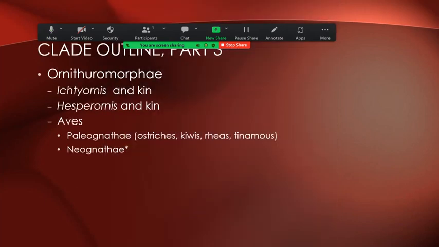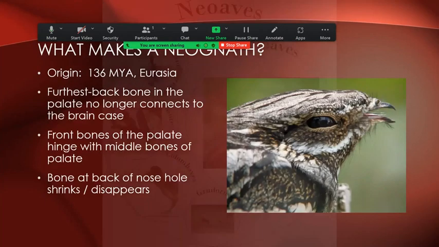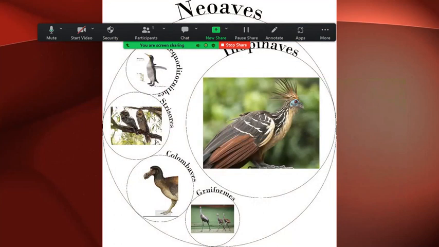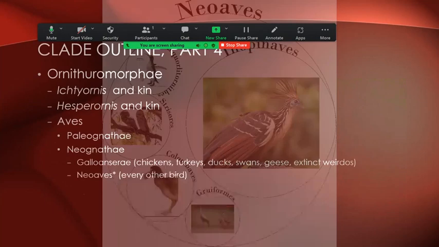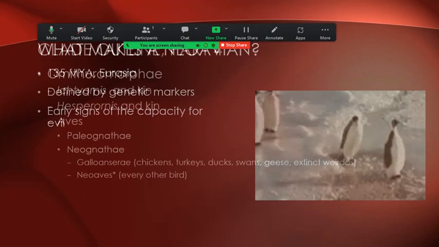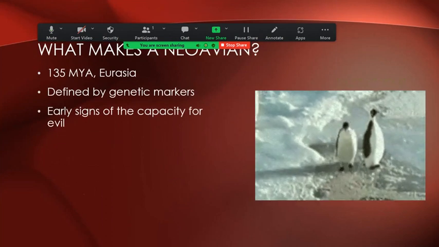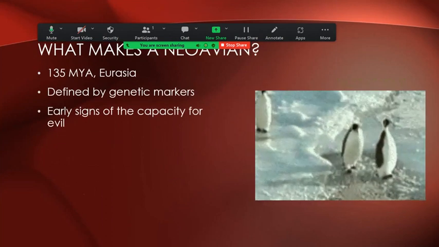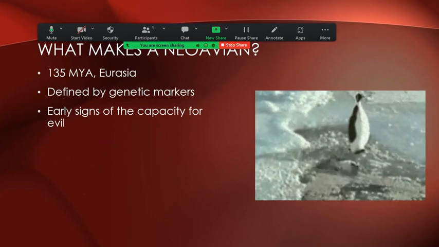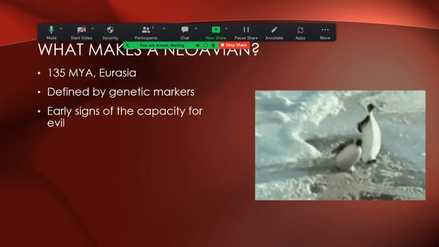All right, moving forward a little bit here and getting into the neo-aves. We have a number of important groups of neo-avians, which we're going to get into in a minute. But before we do that, let's talk a little bit about how these guys evolved. What makes a neo-avian? They evolved 135 million years ago in Eurasia. They're defined by genetic markers.